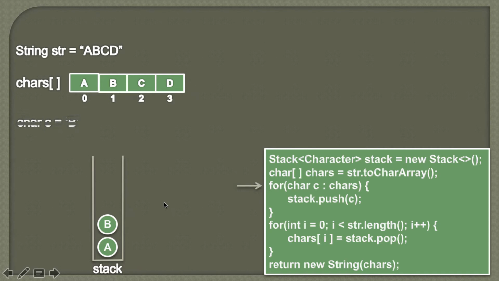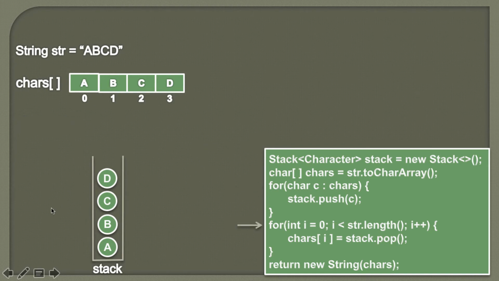Now C becomes the character C, and we'll simply push the C into the stack. And finally C becomes the last value, which is D, and we will push it into the stack. So now as we have traversed each and every character of this char array, there are no more elements left to be traversed.